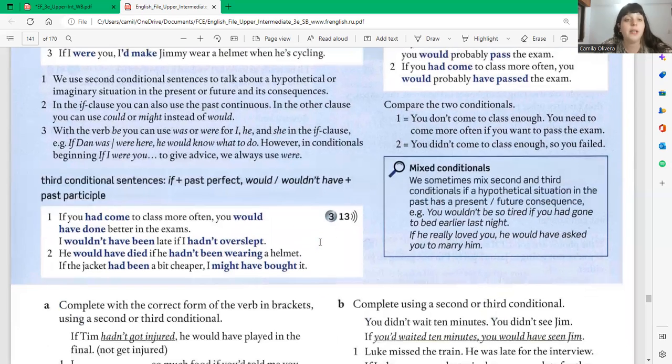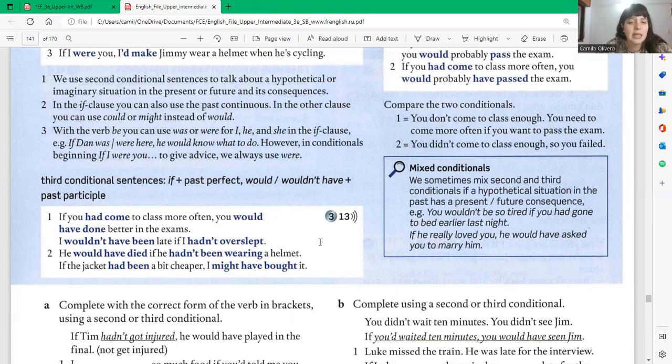The third conditional is made by the if clause with past perfect and would or wouldn't have plus past participle. For example, if you had come to the class more often, you would have done better in exams. So we are talking about the past. If something had happened in the past, this result would have been different.